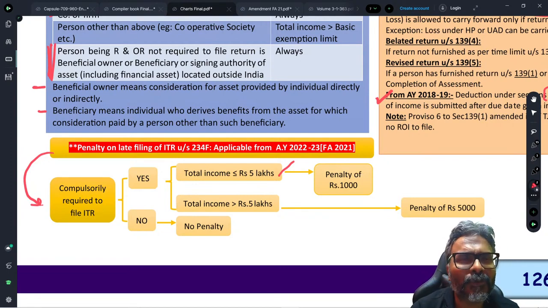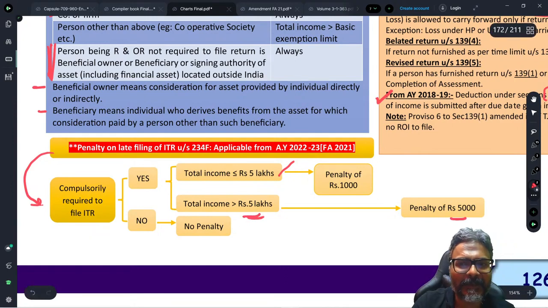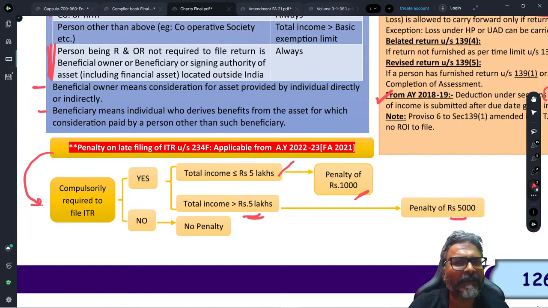In that case, students, if your total income is more than rupees 5 lakhs, or up to rupees 5 lakhs as the case may be, note that 5 lakhs happens to be the threshold amount. If it is more than rupees 5 lakhs, then the penalty is 5,000. If it is up to rupees 5 lakhs, then the penalty is 1,000.